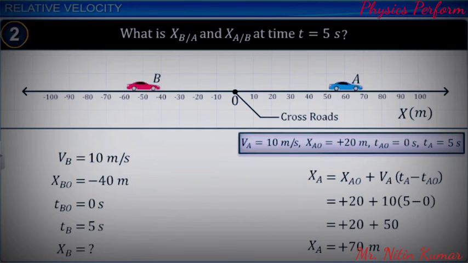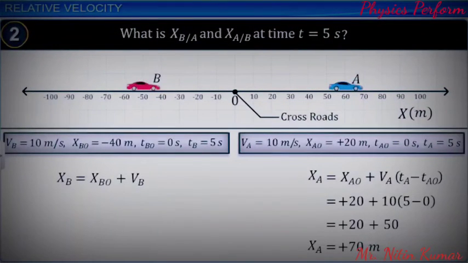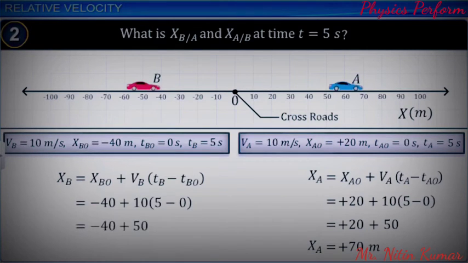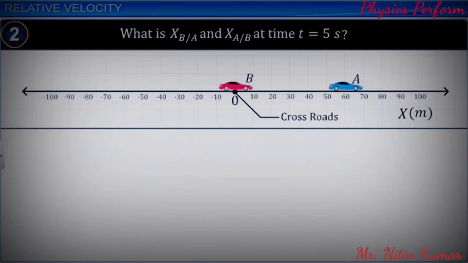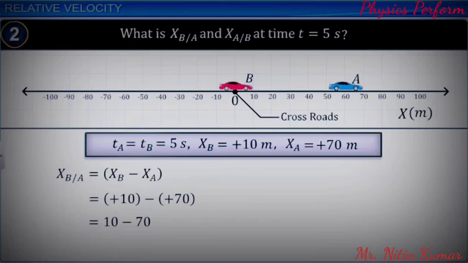XB is equal to XBO plus VB into TB minus TBO. On substituting and simplifying, we get XB equal to plus 10 meter. Now, calculating for XB by A, which is equal to XB minus XA. On substituting values and simplifying, we get XB by A equal to minus 60 meter.